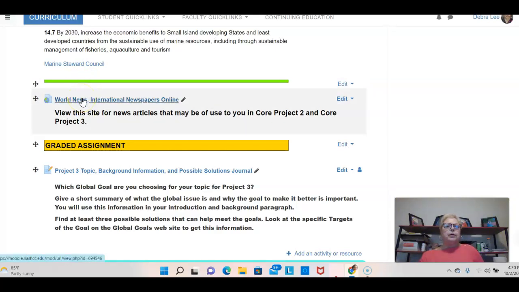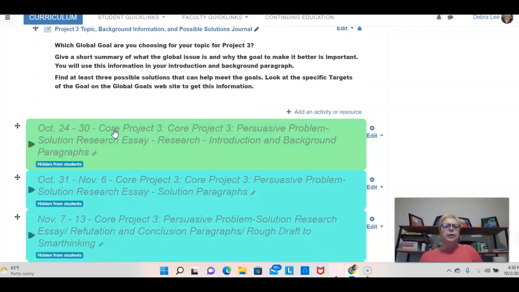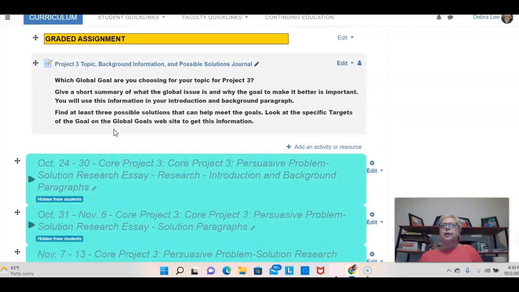Here's a link for world news and international newspapers that might help you find some information as you're looking for sources. We're going to have 5 to 6 sources. You already have your first source. Number 1 is this Global Goals page that you access through the assignment sheet.